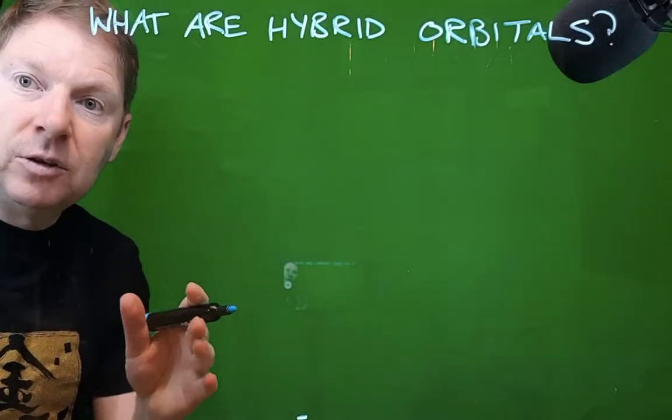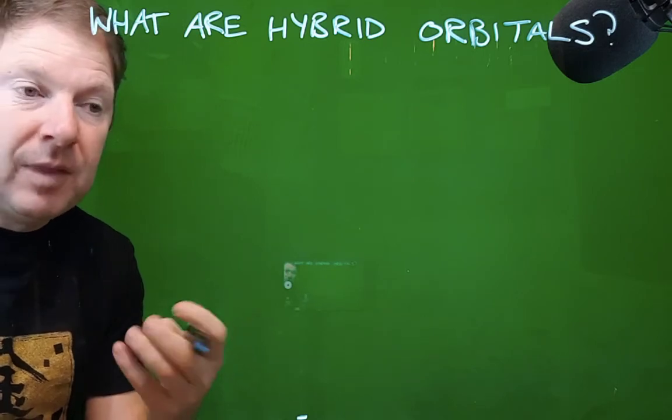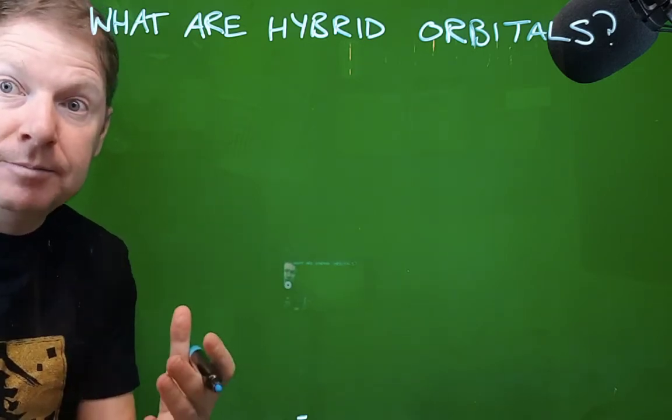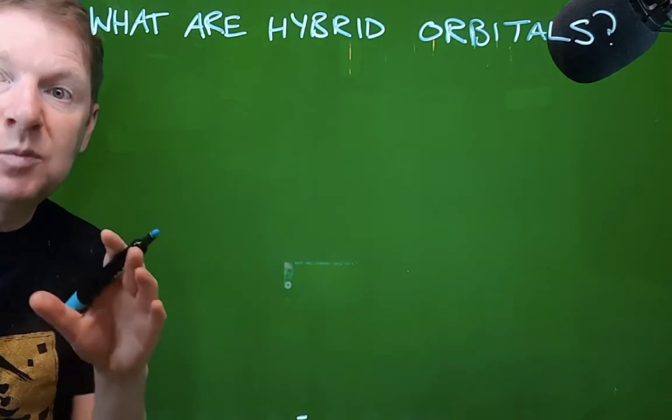G'day folks, I get a lot of questions about hybrid orbitals, a lot of confusion. What are they? Where do they come from? How do you make them? How do I know what sort of hybrid orbitals I've got? So let's break it down.